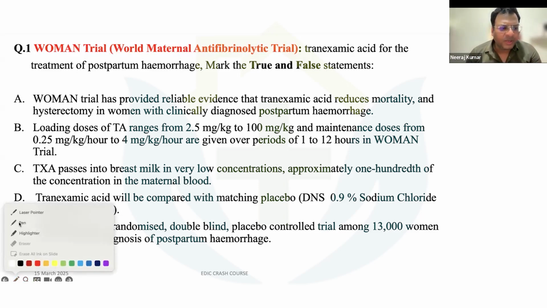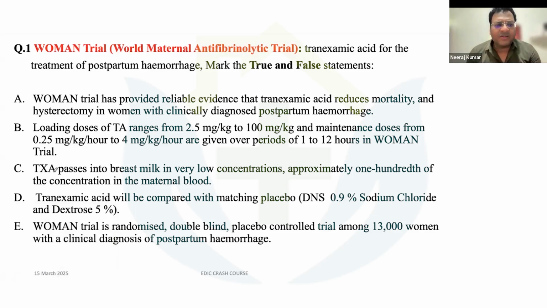Third, tranexamic acid passes into breast milk in very low concentration, approximately 1/100th of the concentration of maternal blood. And fourth, tranexamic acid will be compared with a matching placebo, like 0.9% sodium chloride and dextrose 5%. And this trial is a randomized, double-blind, placebo-controlled trial involving around 13,000 women with a clinical diagnosis of postpartum hemorrhage. So these are all the options in front of you. You have to mark true and false statements.